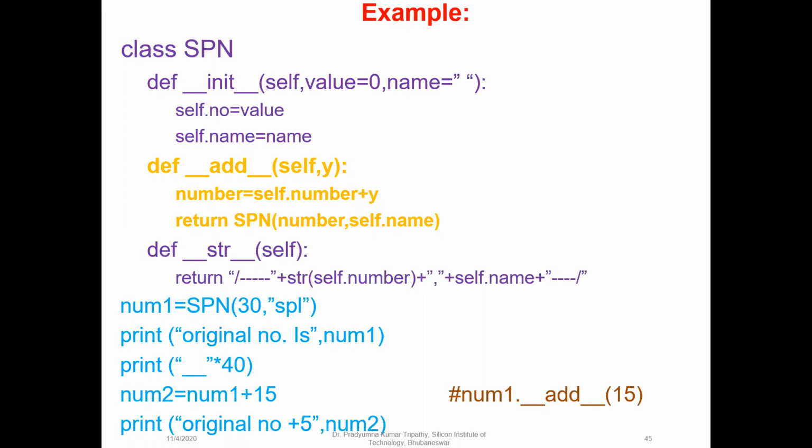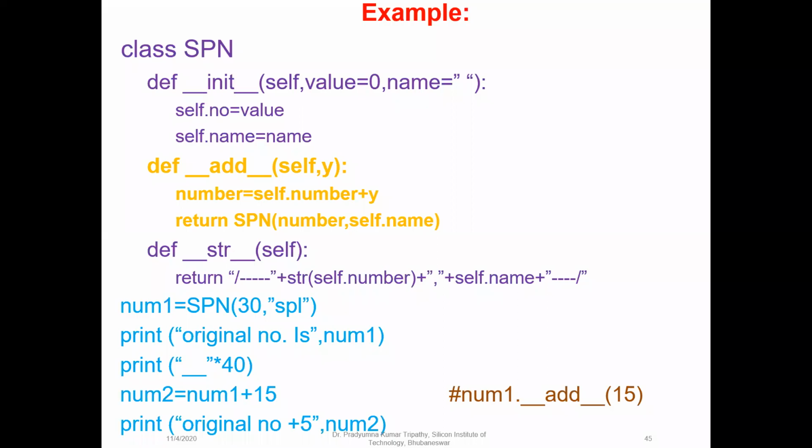Correct? So you do not have to write norm1.display. That is not required. Is it understood now? Or I will explain it again. Yes, sir. Sir, actually, I forget whatever you said about __str__. Sir, can you explain __str__ again?